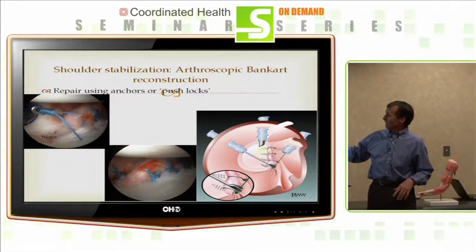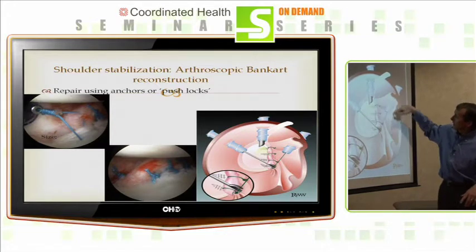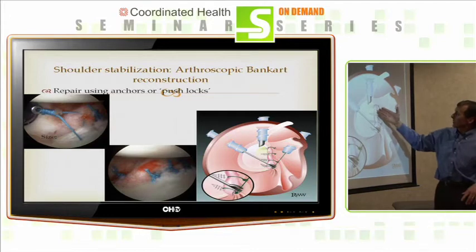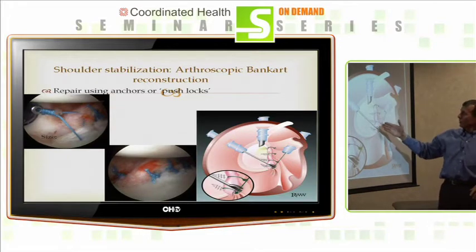So here we are. You get down. This is like the bottom of the shoulder. Here's the top. The biceps tendon is here. Here is the capsule. And here is the labral repair. This is really a good example of how we're doing it.